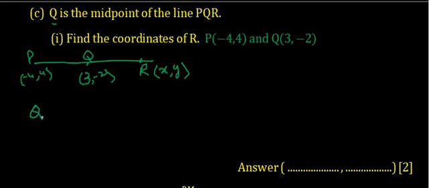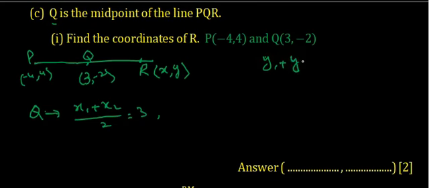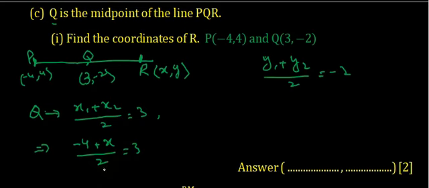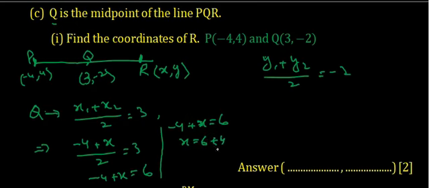Now if Q is the midpoint, we can write (x1 plus x2) divided by 2 is equal to 3 for the point Q, and for y, (y1 plus y2) divided by 2 is -2. We take the two extreme points, and the midpoint is Q. So x1 is -4 plus x2 is x, divided by 2, is equal to 3. The 2 moves from denominator to numerator, so -4 plus x is equal to 6. Then x is 6 plus 4. So x becomes 10.